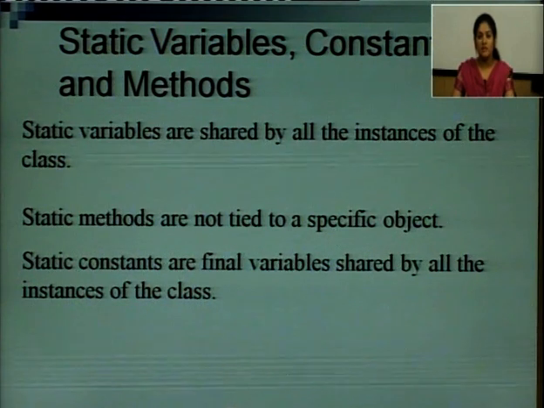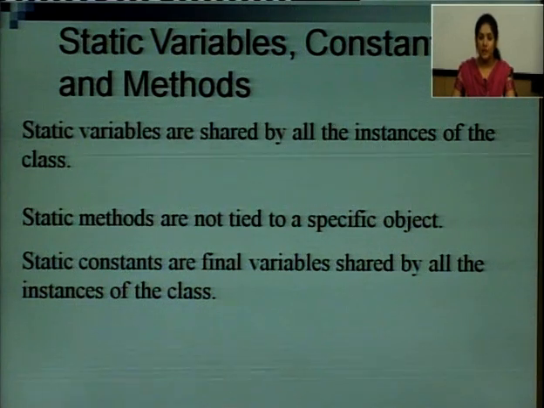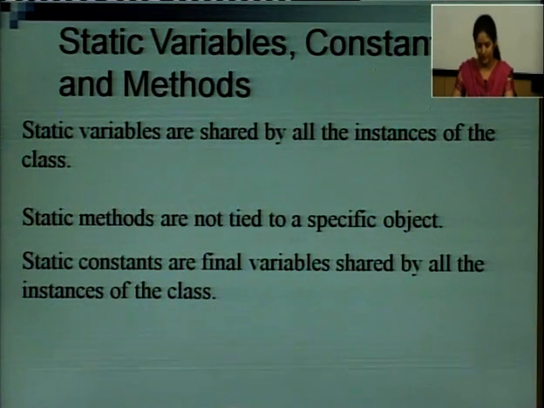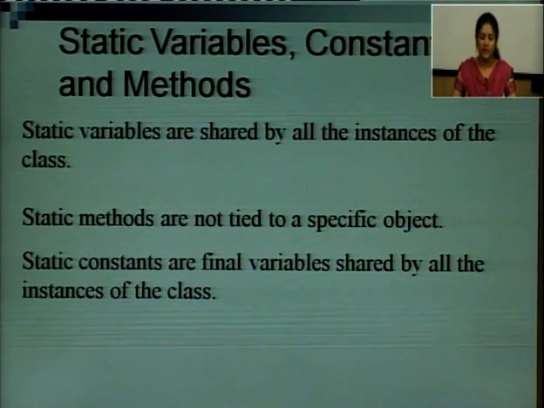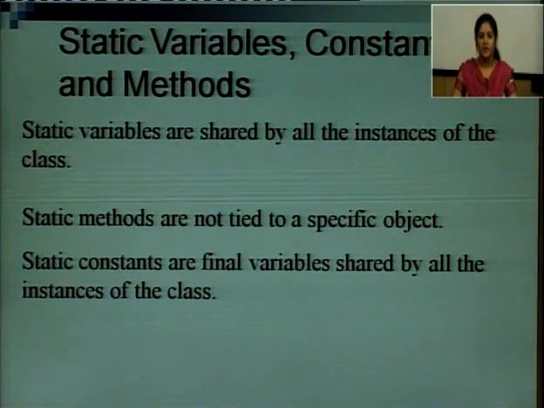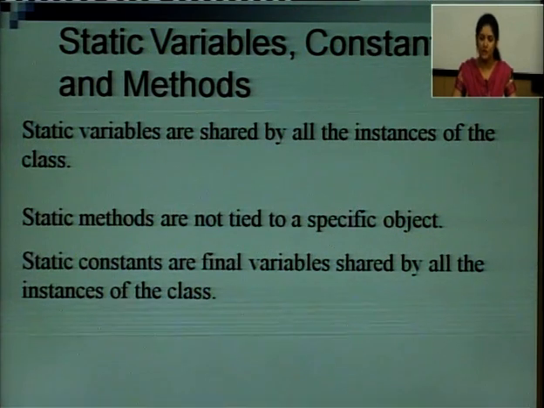Next is static variables, constants and methods. The static variables are shared by all the instances of the class. Static methods are not tied to a specific object. Static constants are final variables shared by all the instances of the class. You must have noticed the static keyword in public static void main as well. The static variables are shared by all the instances of the class because they don't need to use the objects of that particular class. The static methods are not tied to a specific object because they can be called without creating an object of a class.